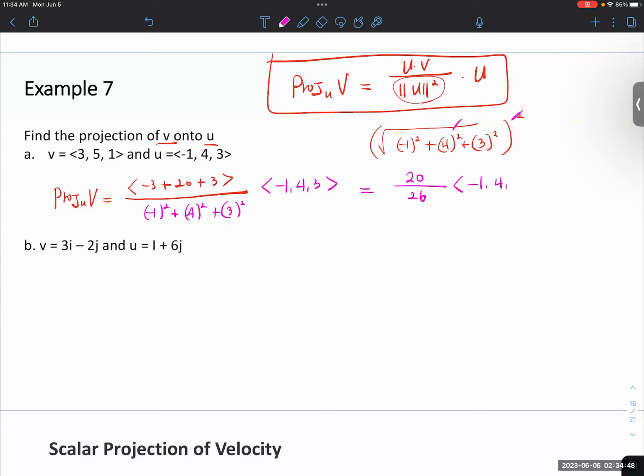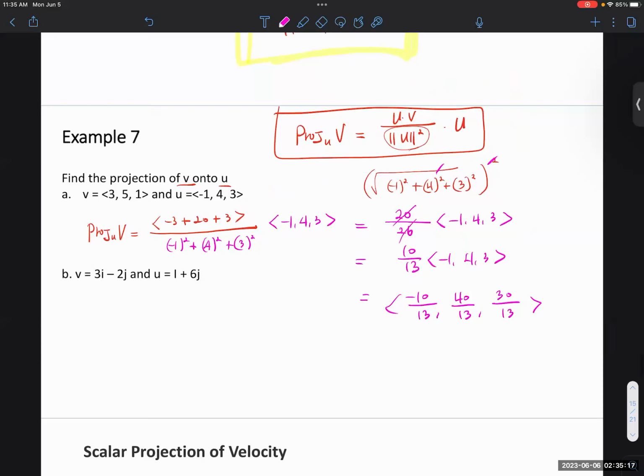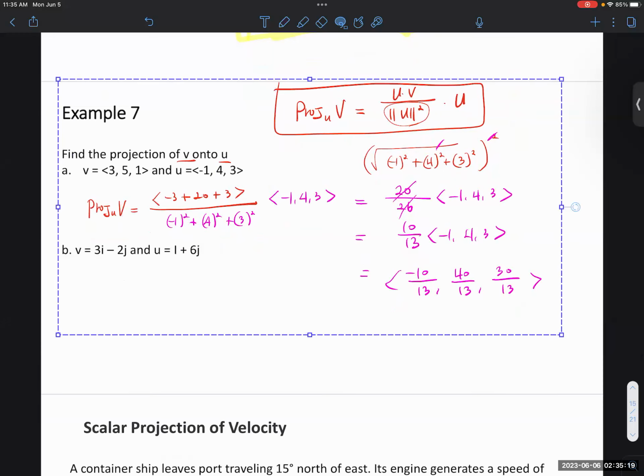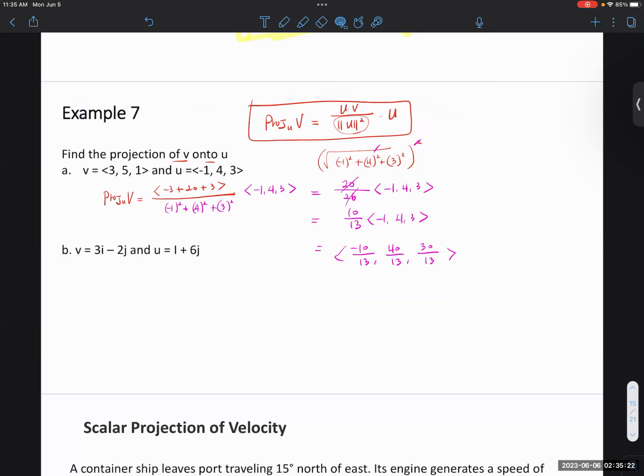And then you multiply the U vector. So the answer, I'm going to simplify, 10 over 13, negative 1, 4, 3. So the answer is negative 10 over 13, 40 over 13, 30 over 13. So this is the projection vector, the vector projection of V onto U. Does it make sense? So very, very not complicated if you know the formula, but I just highlighted here.